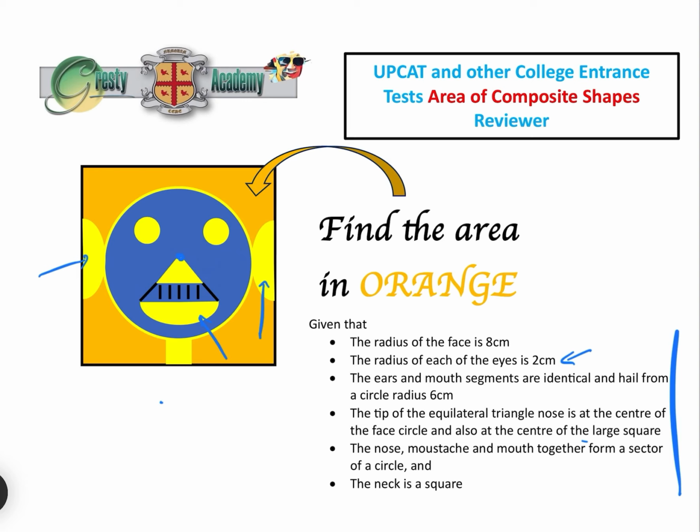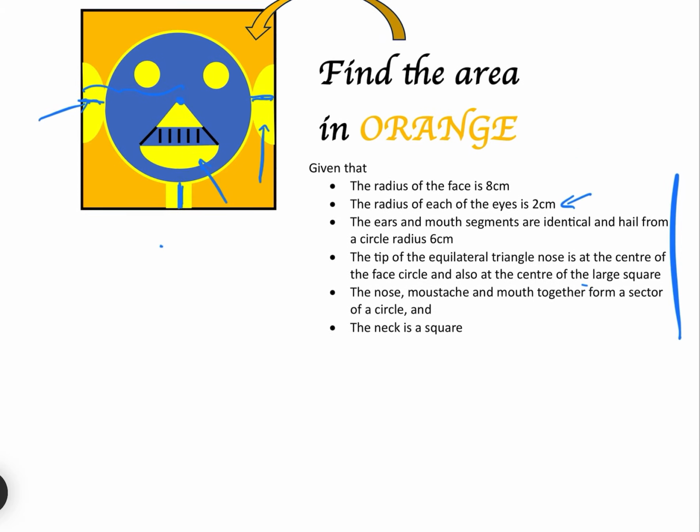Now, one of the important things about that is, if this is the centre of the large square, that means that this distance here equals this distance here equals this distance here, because that's the centre of the square, and all of those distances are the radius plus that distance, and we're going to use that later on. The nose, moustache and mouth together form a sector of a circle, and the neck is a square. Okay, now this is great practice for college entrance tests on dealing with area of composite shapes and stuff like that. So let's go. How are we going to do this?